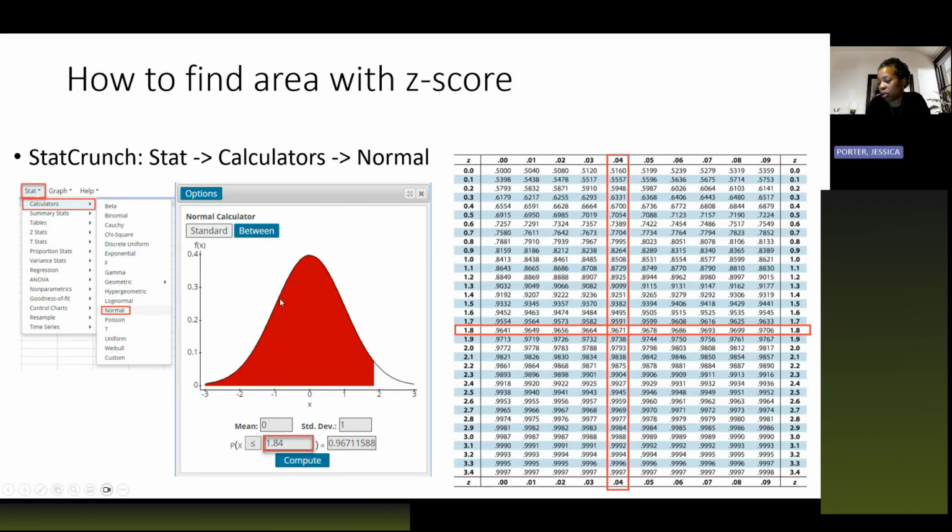And this is looking for 1.84. So on the table, you go to 1.8 and then 0.04.